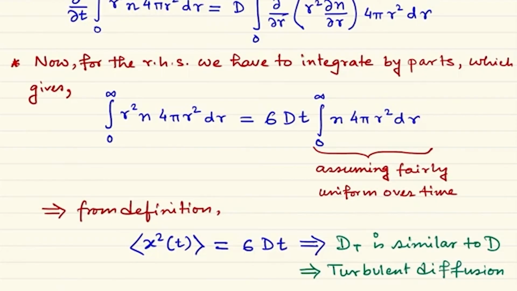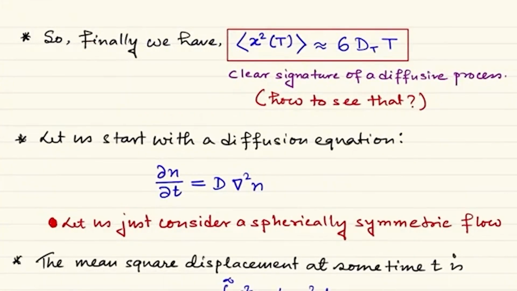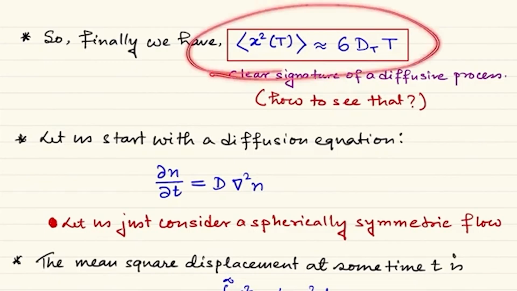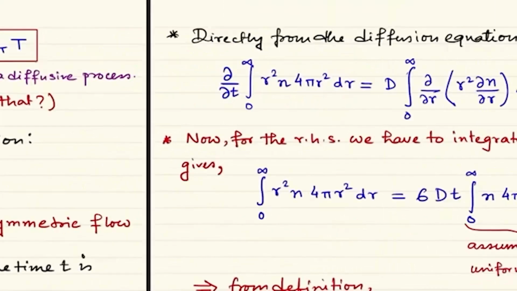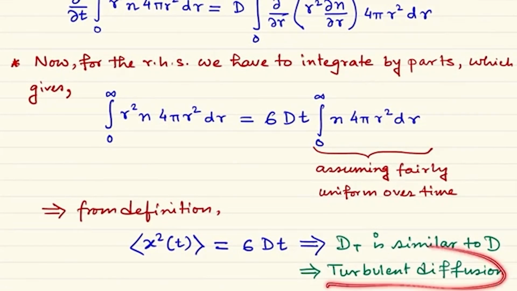And as our capital T is similar to this D, we can say that what we find over here is nothing but a diffusion process, and this process is known as turbulent diffusion. That is exactly the process which leads to a quick mixing of sugar or milk in a cup of tea or coffee. Okay, thank you very much.